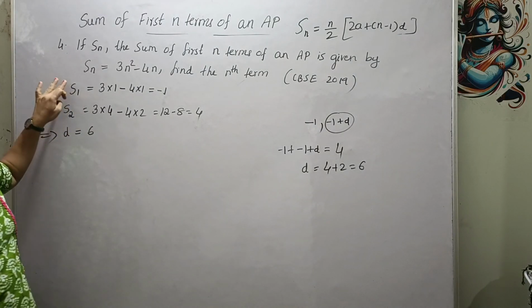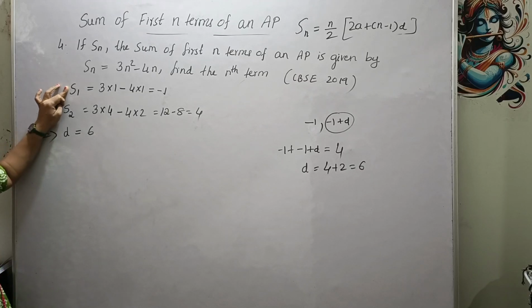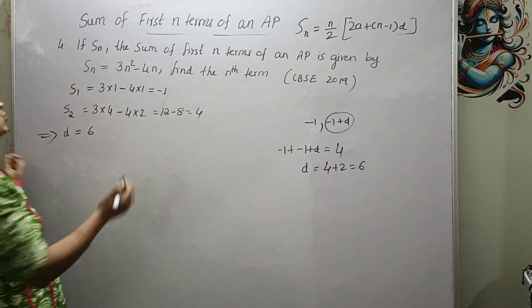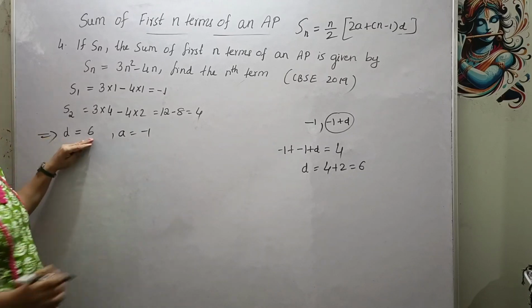We have got A, that is S1 is equal to A. S1 is nothing but A. So A is equal to minus 1 and d is equal to 6.